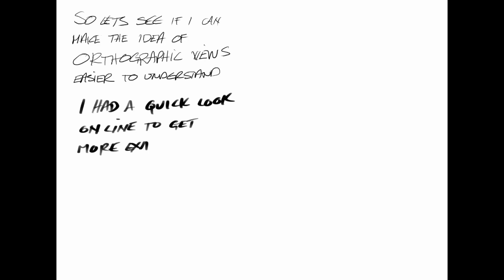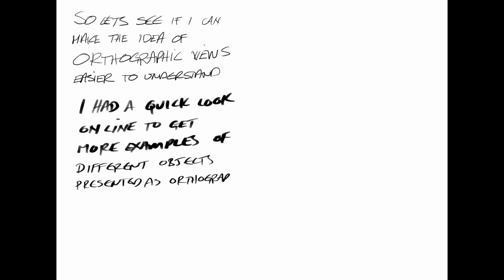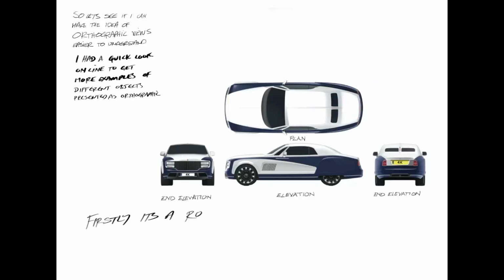So what we're going to do here is have a look at what's out there, other examples online of orthographic views. It's a good idea to have a look and see what's out there, and have a quick look at examples of different objects, things that you maybe haven't seen already. So going for something fairly grand at the moment with the Rolls Royce.